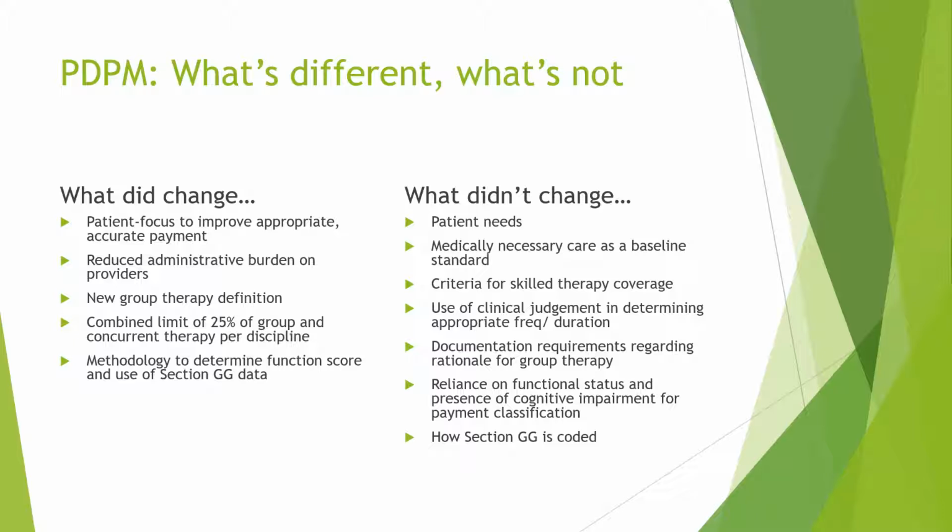You still have to document just the same regarding the requirements and the rationale for group therapy, reliance on functional status and presence of cognitive impairment for payment classification, and then again how section GG is coded hasn't changed. So that's still the same for the last few years, which makes this change a little bit easier.